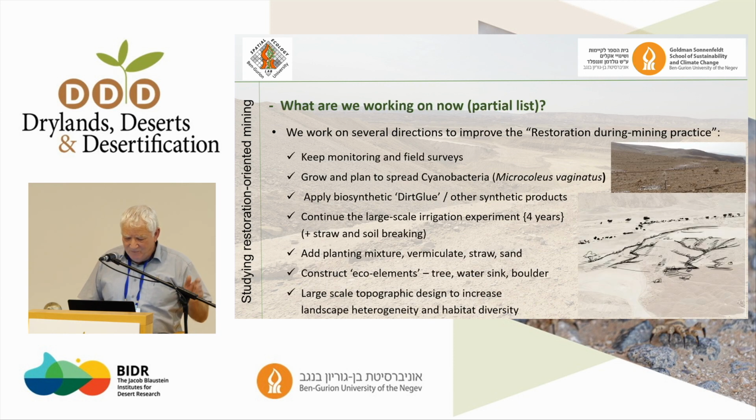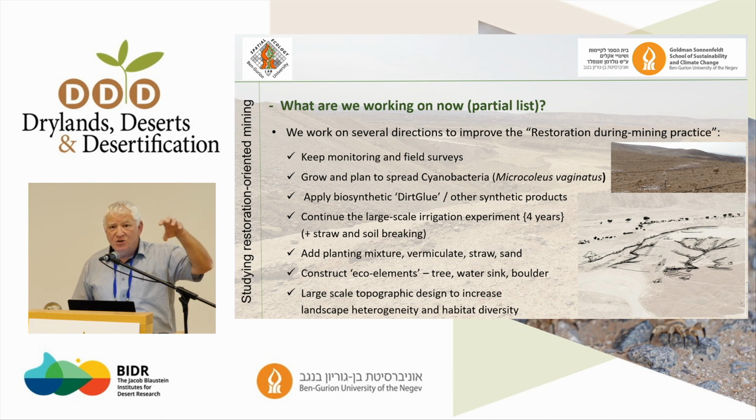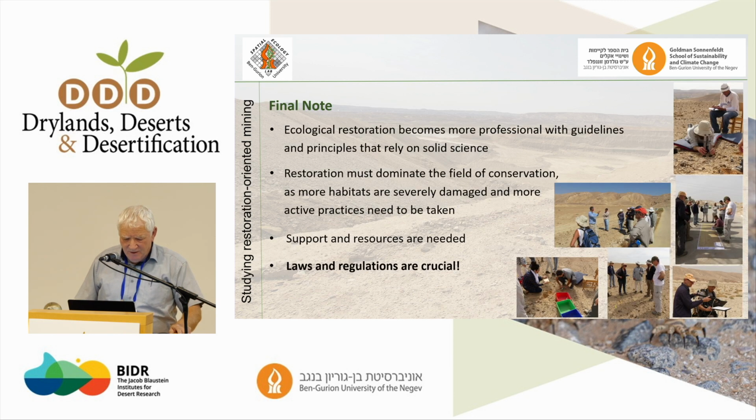I'll just skip this one and tell you that the last one is that now we're actually working with a company, and the idea is to create huge, large-scale modules of much more heterogeneous habitats with what we call eco-elements, with trees, water sinks, and boulders, in order to increase species diversity and maybe create these islands of cyanobacteria and other materials that will be able somehow to expand to the entire environment and speed up the recovery of the system. And I'll stop here. Thank you very much.